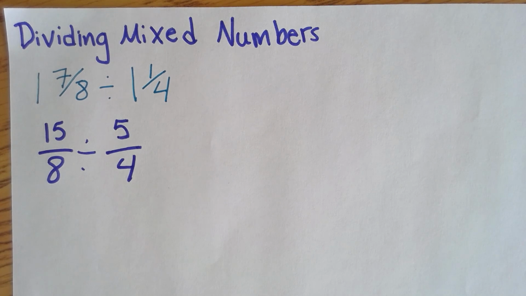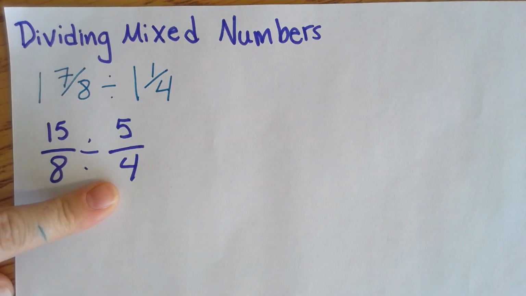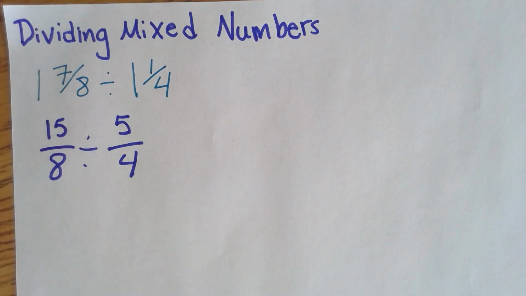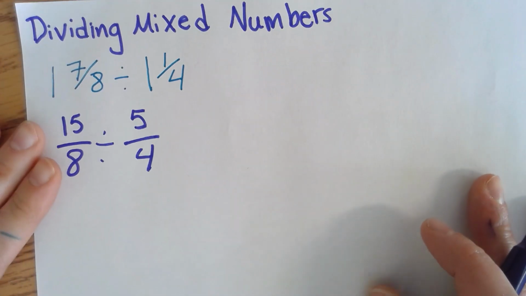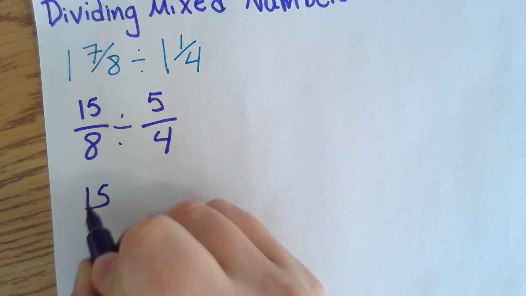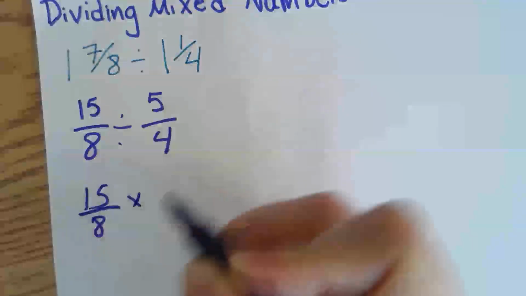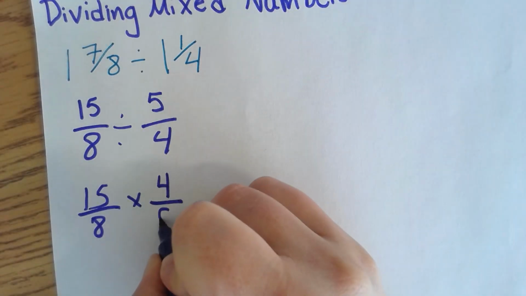Similarly to dividing regular fractions, you can either at this point make a common denominator, or you can change the second fraction by flipping it into its reciprocal form and multiplying. That's generally the method that students tend to prefer, so that's what we're going to do. We're going to do 15/8, and we're going to multiply it by 4/5.